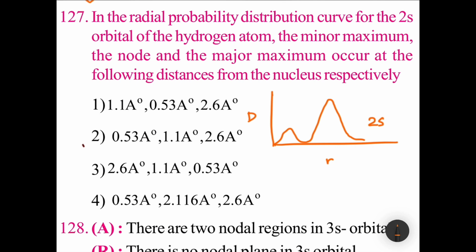Minor maximum is at 0.53 angstroms. Major maximum will be at 2.6 angstroms. And this distance will be 1.1 angstrom. So option 2.